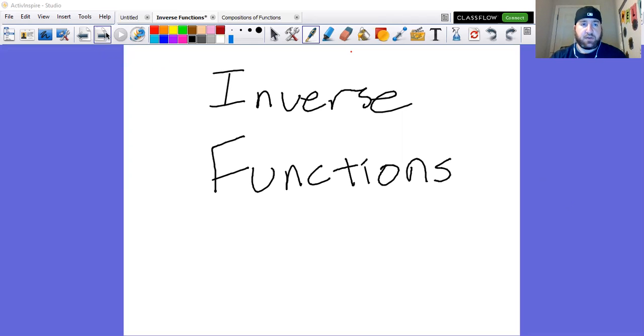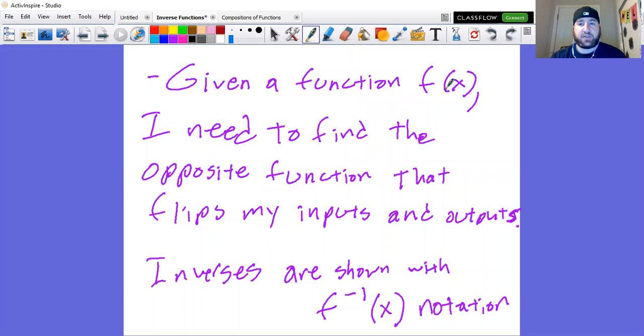All right. So we've got inverse functions. The whole idea behind inverse functions is if we're given a function f of x, so again, f of x equals 2x plus 4 for an example, I need to find the opposite function that flips my inputs and my outputs. What does that mean, Coach Sharf?